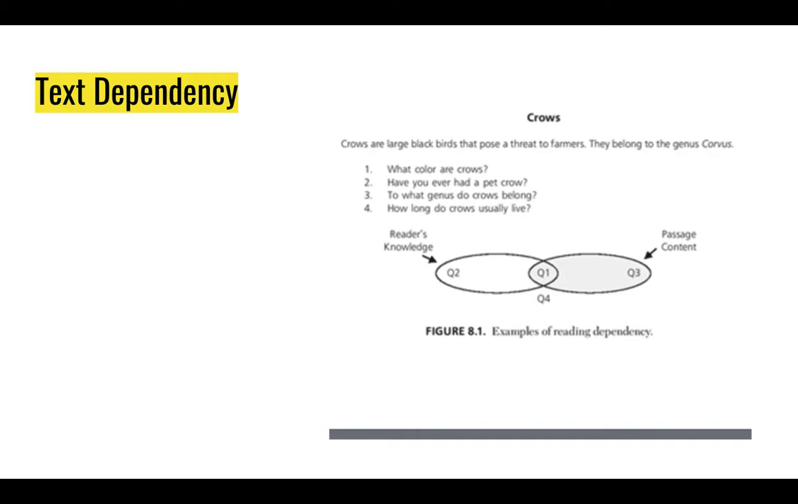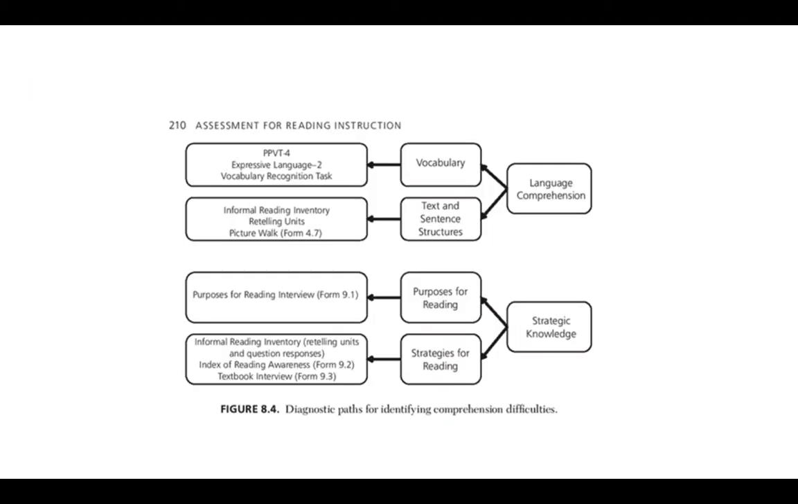So we want to think about text dependency. We want to make sure that we're asking questions that are dependent on the text to at least some extent, and we want to make sure that many of the questions are dependent on the text beyond, outside of the student's knowledge, so that we make sure that they're gaining knowledge from the text. And we want to make sure that we're not asking questions that can't be answered within the passage. So text dependency is something that we need to think about.